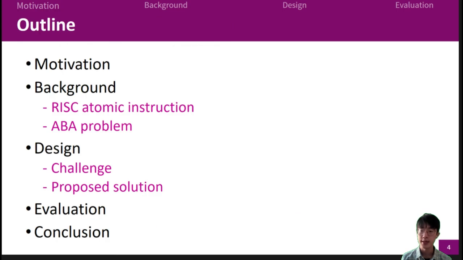Here is an outline of this presentation. Besides our motivation, the background section would provide some details about RISC atomic instructions and how the wrong emulation would lead to the ABA problem. Then in the design section, we'll introduce the challenges and then our solution to address those challenges. In the evaluation section, we compare our solution to the current existing best solution, and finally we conclude.